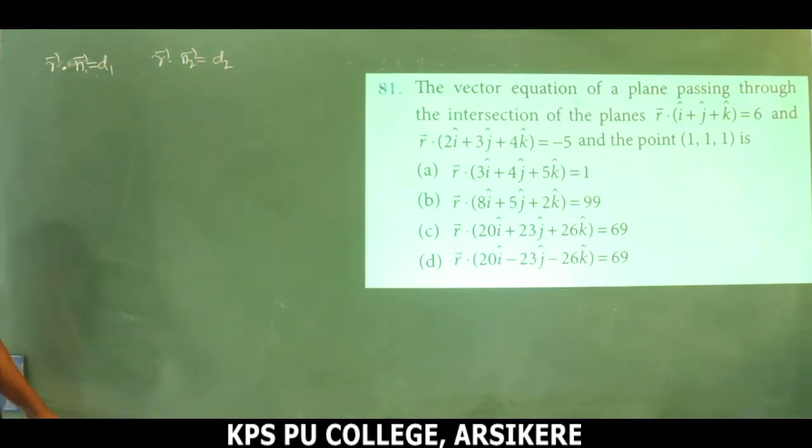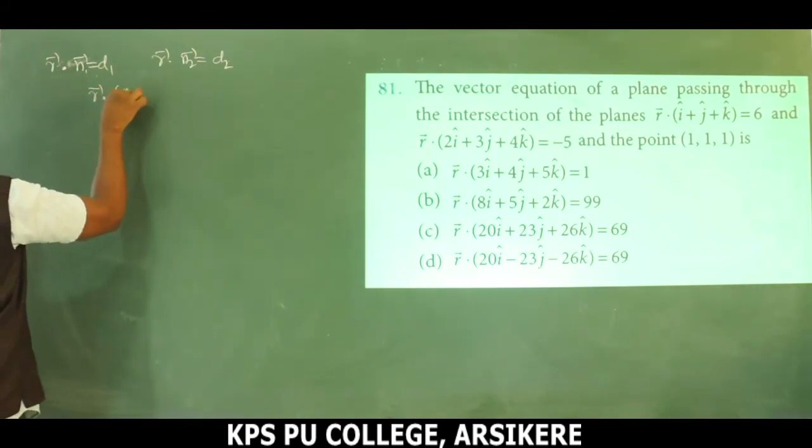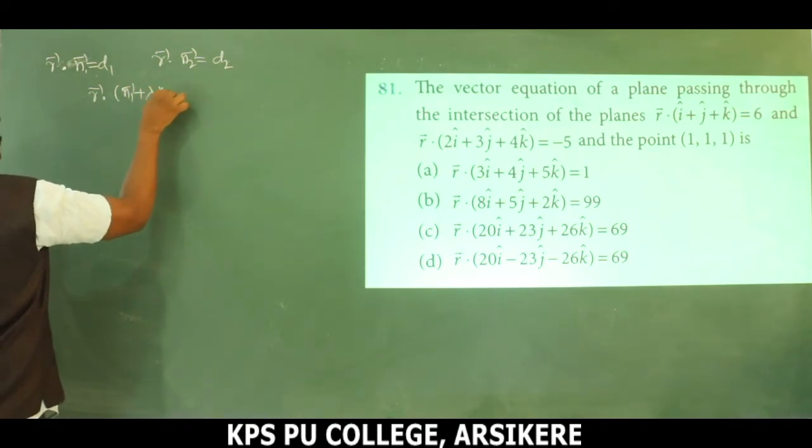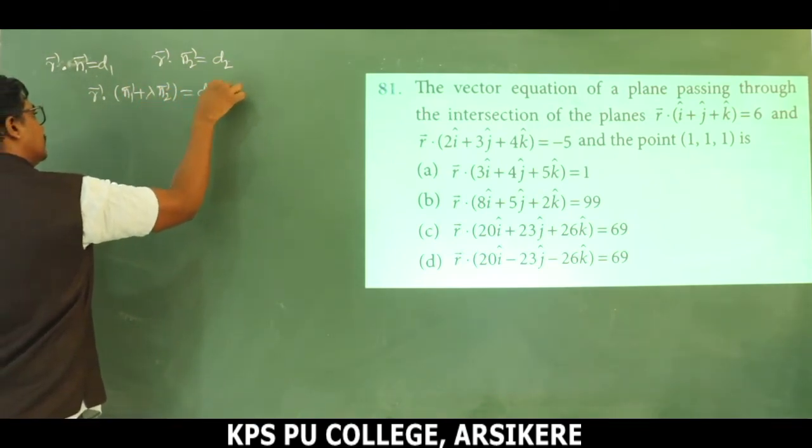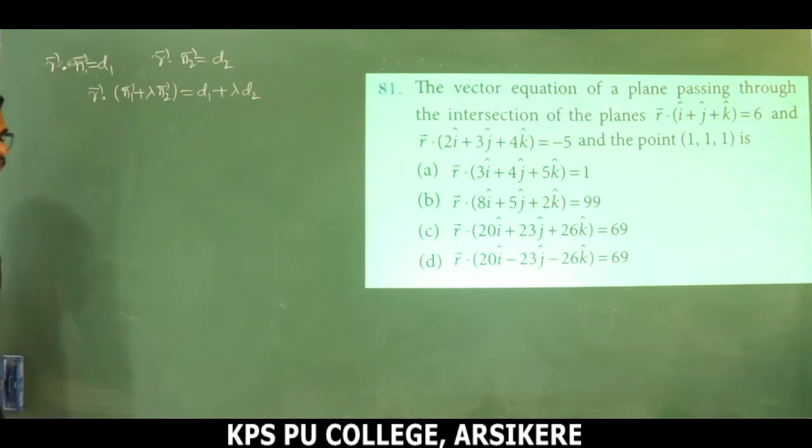These are the given two planes, and the equation of the plane passing through the line of intersection of these two planes is vector r dot (n1 plus lambda into vector n2) is equal to d1 plus lambda into d2. So directly convert to this form.